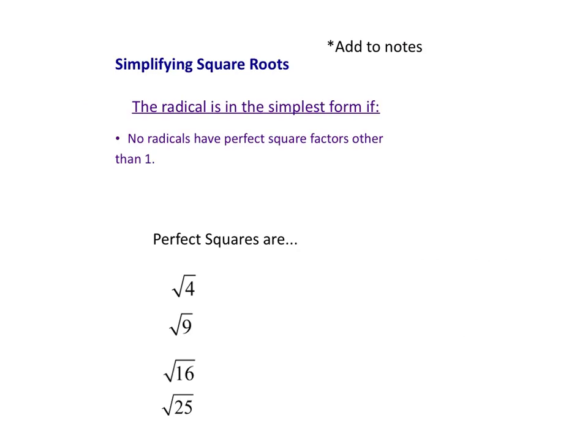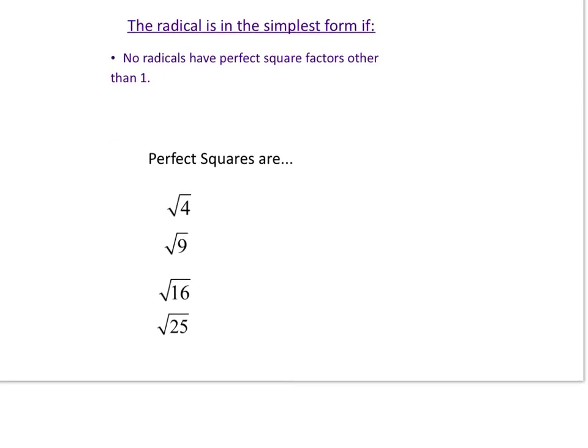Now we're going to take a look at simplifying square roots. If you could please add this to your notes, that would be fantastic. Let's recap. The radical is in simplest form if no radicals have perfect square factors other than 1. Again, just to recap, perfect squares are like the square root of 4, because that is 2.